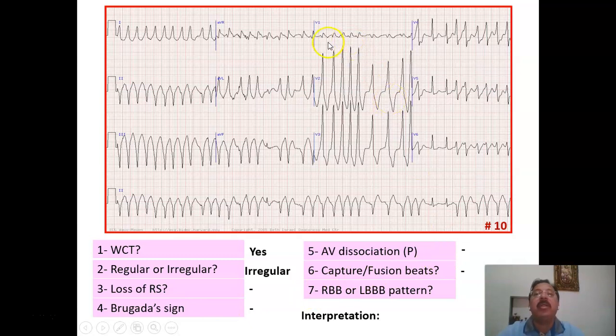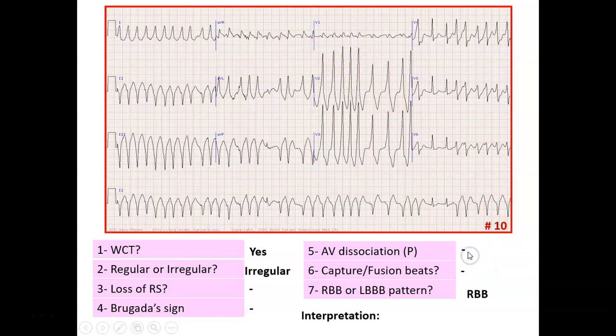But look at the morphology. This is a right bundle branch block pattern. So this may be atrial fibrillation with right bundle branch block, or uncertain type, because this may be polymorphic ventricular tachycardia, or this may be ventricular tachycardia, or even if you see here are the capture beats and these are the P waves.